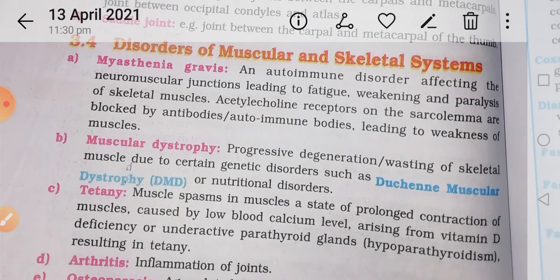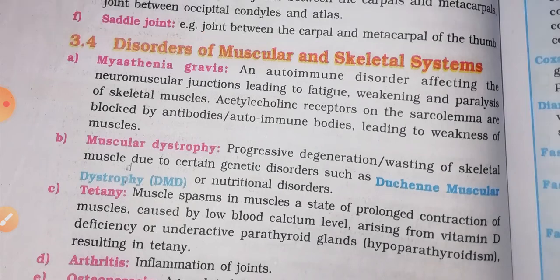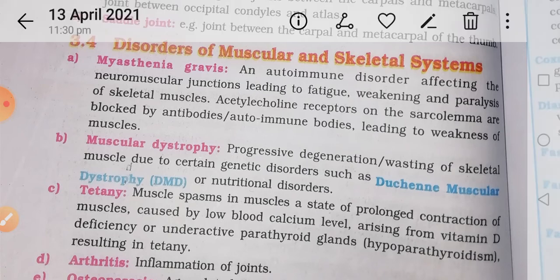Okay, how will it occur? Acetylcholine receptors on the sarcolemma are blocked by antibodies. If these receptors are blocked by the antibodies, it leads to muscle problems. It is known as myasthenia gravis. First of all, it will start with fatigue, weakness, and paralysis of the skeletal muscles, because the acetylcholine receptors in the sarcolemma are blocked by the antibodies.